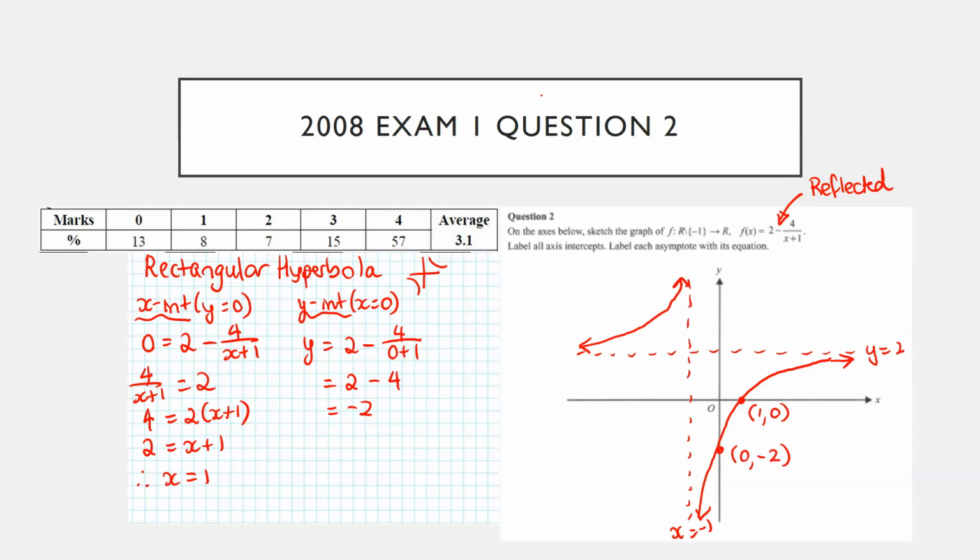Okay, so just to double check, labelled our axis intercepts, yes, and labelled each asymptote with its equation, check. Now this question was actually worth 4 marks, so quite a lot, given the whole exam is only worth 40. Only 57% of students got all 4 marks, and really there's not a lot to this question. Just make sure you take your time and label everything properly.